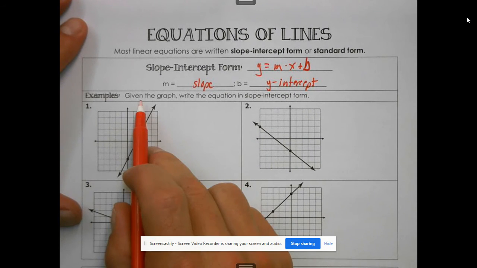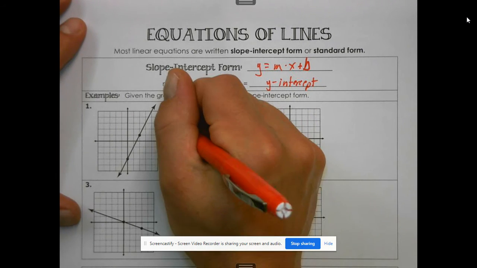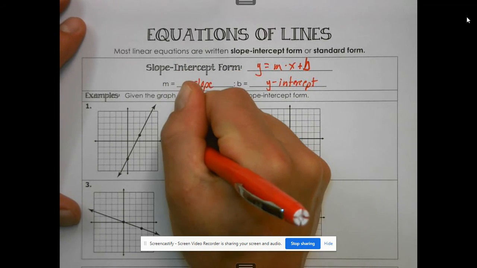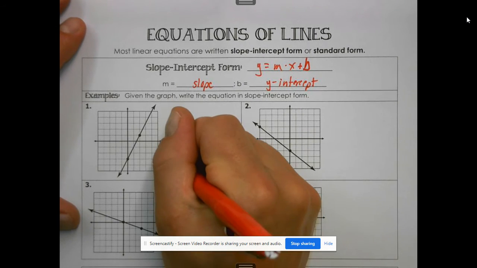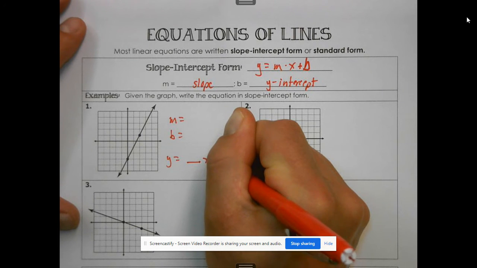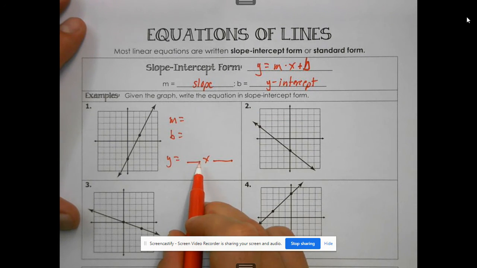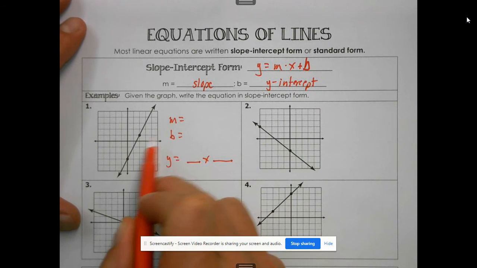The example says, given the graph, write the equation in slope-intercept form. Well, I need two pieces to be able to do that. I need the slope, and then I need the y-intercept. And then for my equation, I just have to fill in the pieces. Slope goes here, y-intercept goes here, and I pull these two things up from the graph.